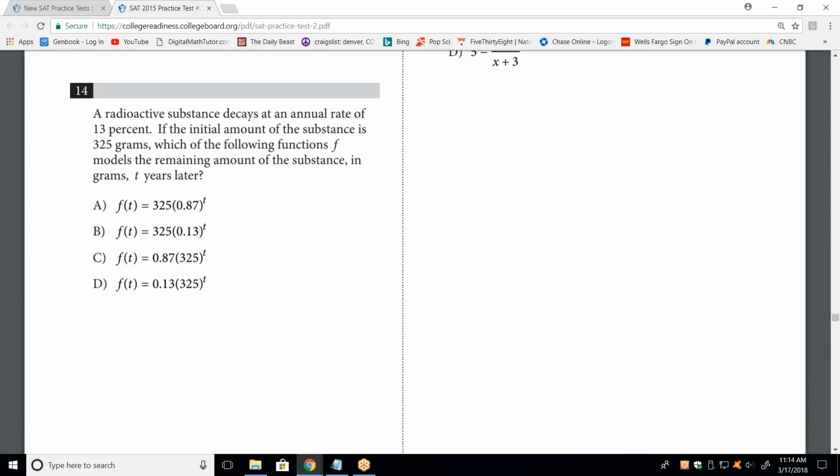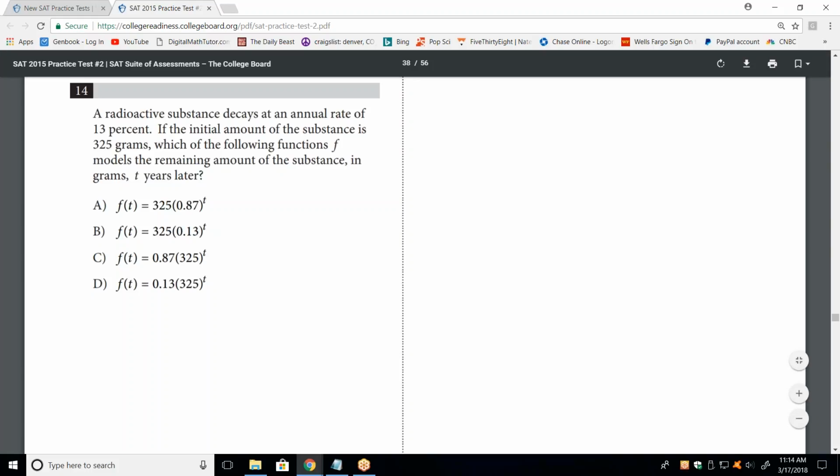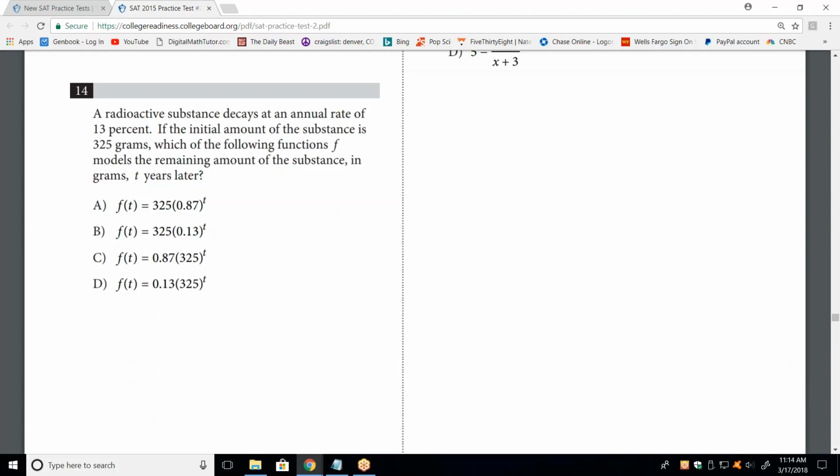Okay. In other words, the initial amount is always the first thing you see. It's this 325. And then you take 1 and subtract. What's in the parentheses is 1 minus the rate of decay. 13. Yeah. So that's why we end up with 0.87. It's not the rate of decay. And if it was growing and not decaying, what's in the parentheses is 1 plus the rate. So you always have a 1 being added to either your increase rate or your decay rate.